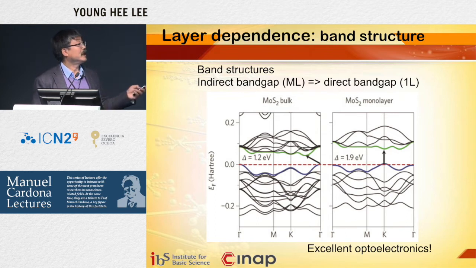I mean, there are some materials that do not show this. They are actually opposite, like gallium selenide. But in most of the TMD materials, you find this kind of abrupt change from monolayer to bulk.